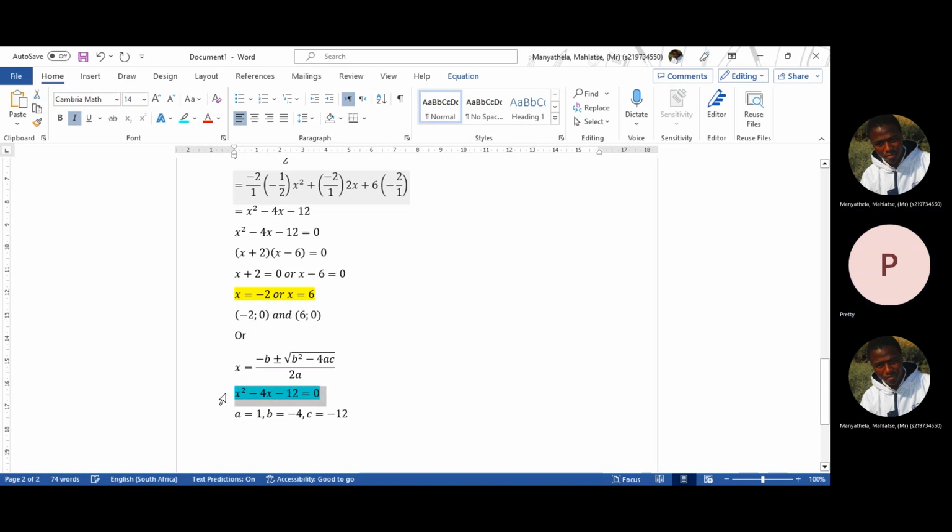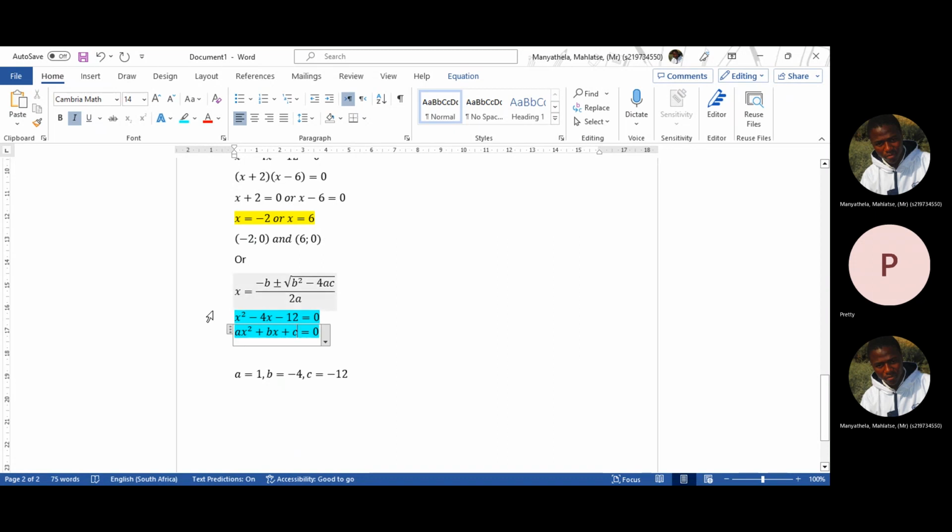There's something I want to show you here. A quadratic equation is always in the form ax squared plus bx plus c. So you determine the value of a, b, and c, or plug into the quadratic formula.